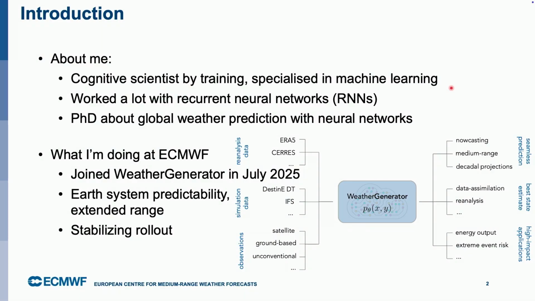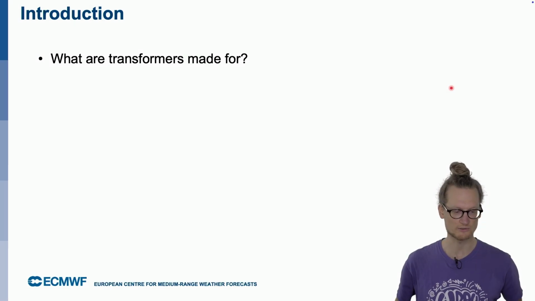So I'm working a lot with transformers nowadays. I'm sitting in the Earth System Predictability group, and I'm focused on extended range. So I'm trying to make weather generators stable over long periods, like over long rollouts, so that we can generate forecasts on sub-seasonal or seasonal scales, even like multi-week, months, and ideally also years. That's my background. Let's look a bit at the topic of this lecture today.